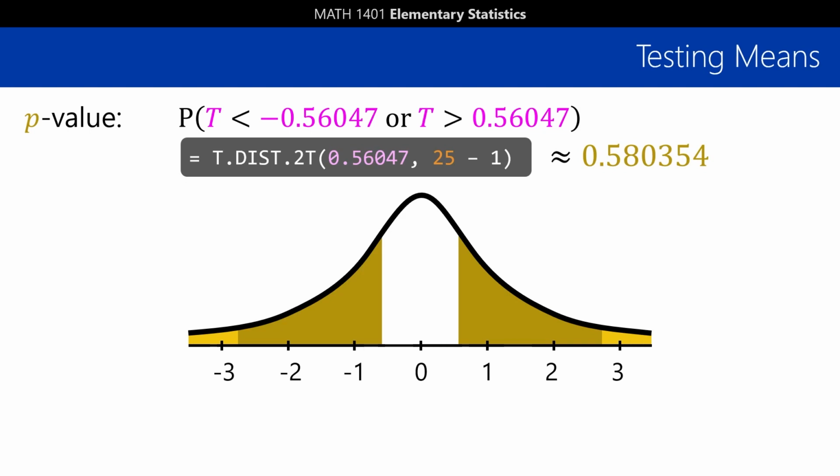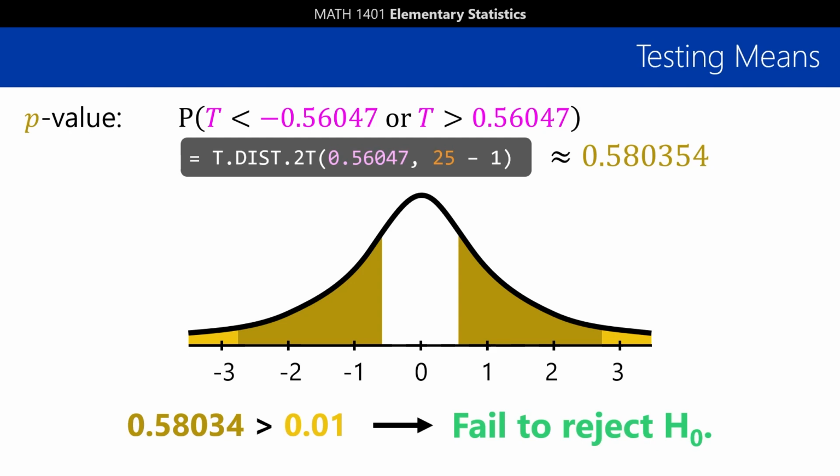That means that a result like ours would happen by pure chance about 58% of the time, more often than not. Remember, our significance level alpha is 1%, and our p-value is much greater than that. So we fail to reject the null hypothesis after all. Our results are nowhere near rare enough to justify doing so.